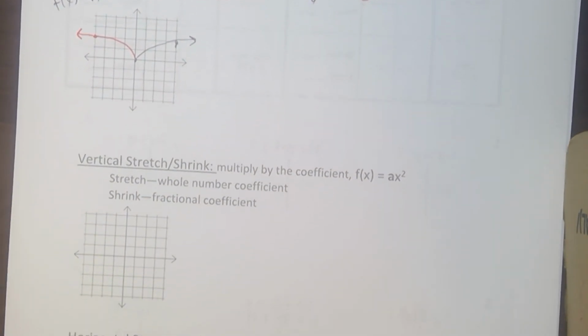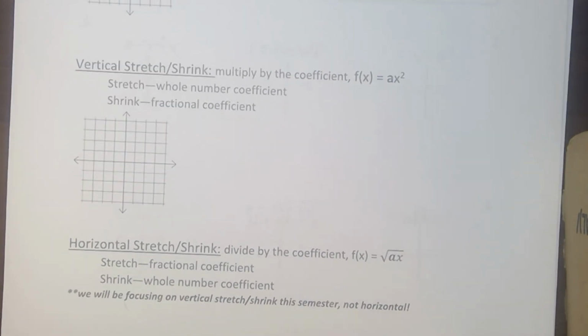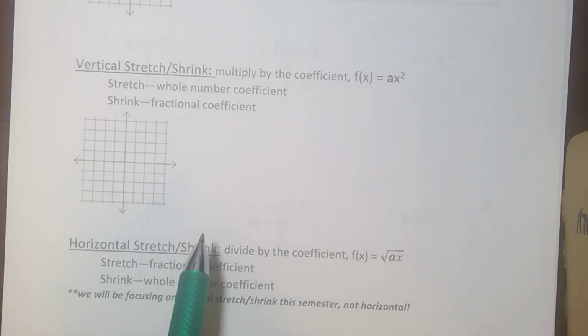Okay, those were all rigid transformations. Let's talk about non-rigid transformations, our stretches and shrinks. Remember, you can stretch and shrink a function either vertically or horizontally. We are going to focus on vertical stretches and shrinks. I think you have one homework question over horizontal stretches and shrinks. If you move on to trig and pre-cal, you will talk about horizontally stretching and shrinking your graphs there. But for our purposes here in college algebra, we're going to focus on vertical stretches and shrinks.